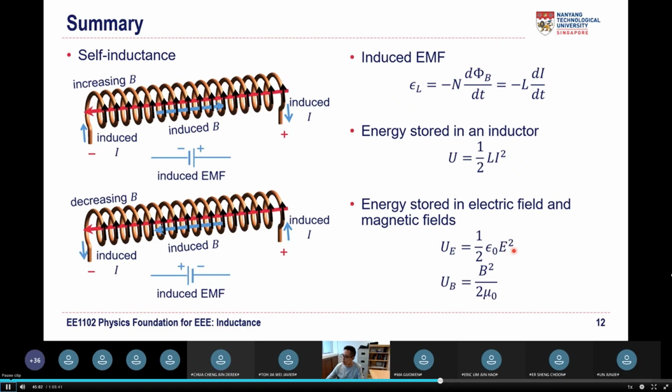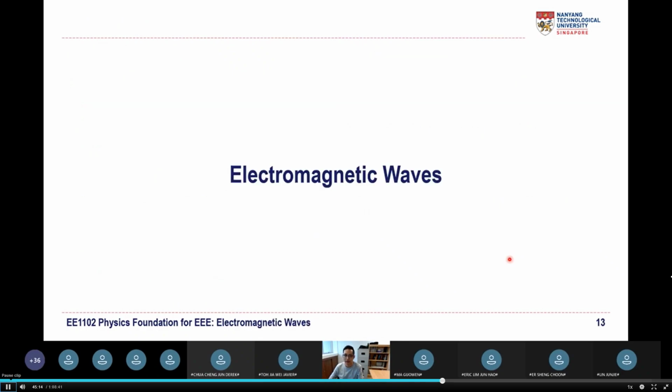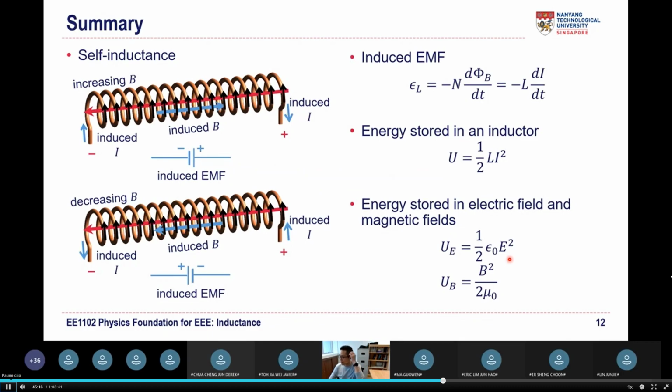It is important to note that the energy stored is proportional to the electric field strength squared, and also the magnetic field strength squared, and then there are some symmetries. All right. So, questions up to this point? Or comments?